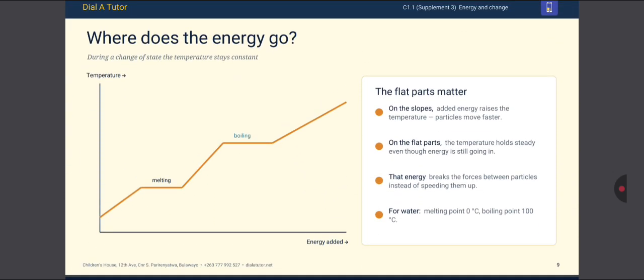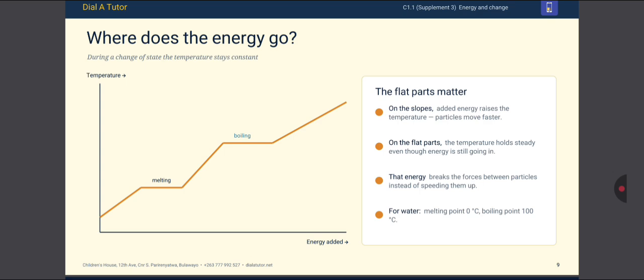Now, let's have a look at the next dialogue. Where does the energy go? During change of state, the temperature stays constant. During change of state. So you realize that if you look at this graph, during melting, you can see that it's flat. And also during boiling, you can see that the line is flat. So where is this energy going to? I will be able to explain that shortly after.